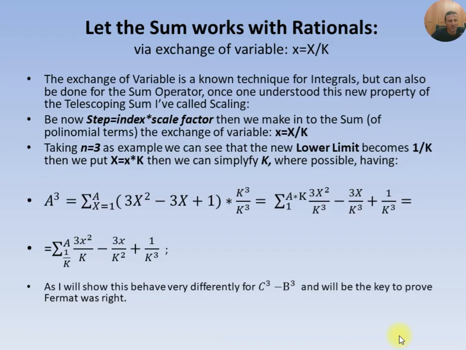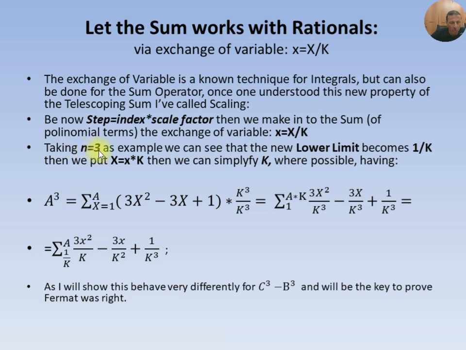The second very important point here, the key of the proof, is that we can now represent the sum via a sum of rationals. It means we can make an exchange of variable, putting lowercase x equal to uppercase X over k. And in this way we can use not an index, but what I call a step, equal to the index times a scale factor we can choose when we make this change of variable, putting lowercase x equal to uppercase X over k.